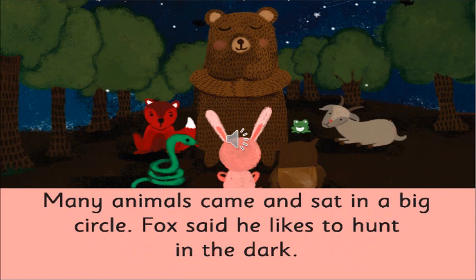So, what are the animals doing here? Yes, they are all sitting together in a big circle. So, which other animals other than the rabbit and owl can you see? You can see the goat, the snake, the bear. There's a frog also and there is a fox. Yes, all these animals can be seen.